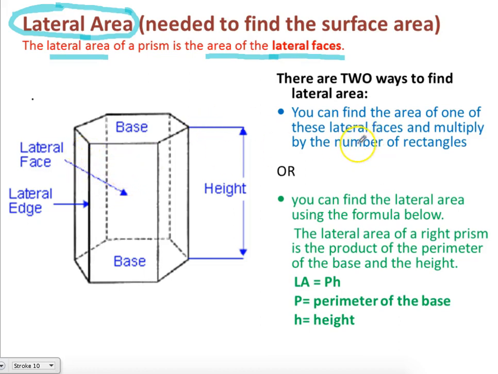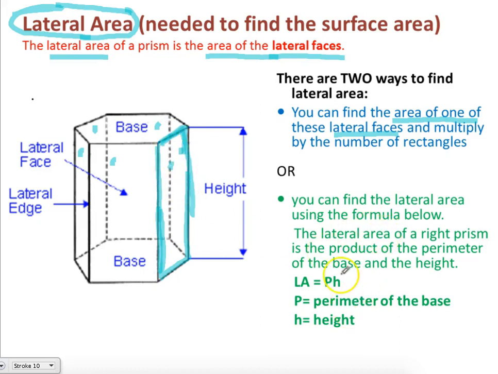So one way, it's always fun to have more than one way, right? More than one choice. One way is that you can find the area of one of the lateral faces, so one of those parallelograms, and multiply by the number of rectangles or parallelograms. So here there's how many different, 1, 2, 3, 4, 5, 6. 6 lateral faces. So if we just find the area of one of our lateral faces and then multiply it by 6, we've got our lateral area.